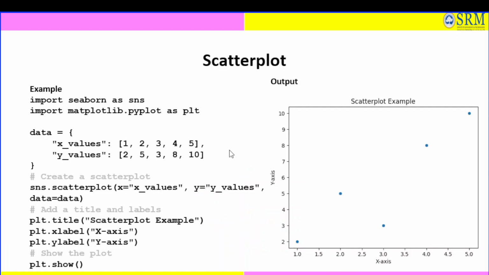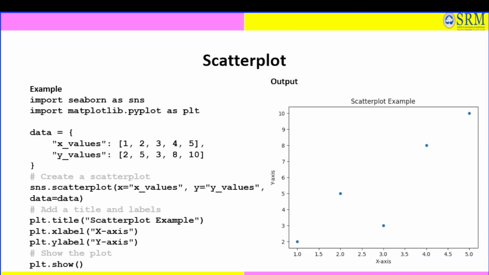Now, in order to draw the scatterplot, first we need to see how to construct this scatterplot. So two things are very important. One is importing the required libraries. Now we wanted to plot the scatter plot using Seaborn library. To do that, we have to import Seaborn. Then we have to import the matplotlib in order to show the plot.